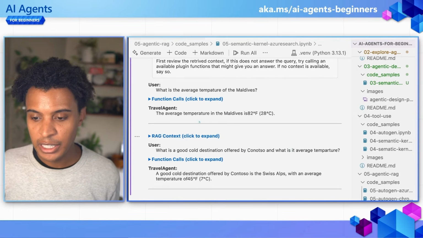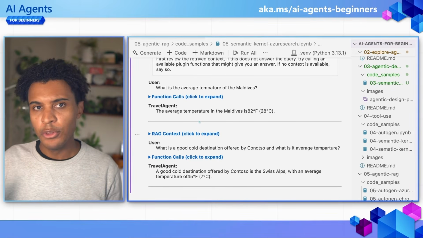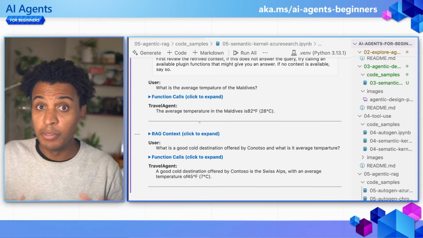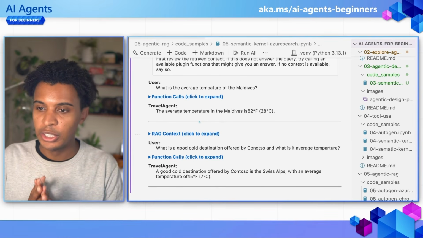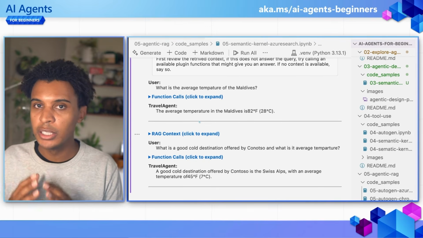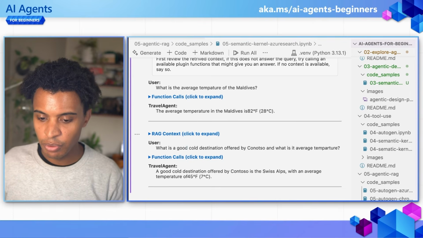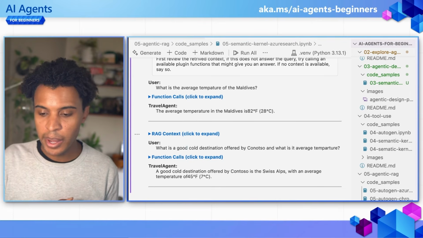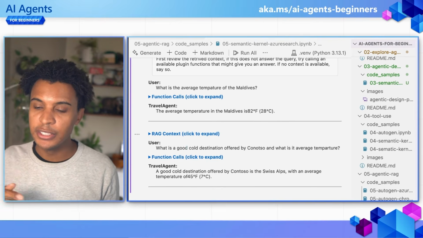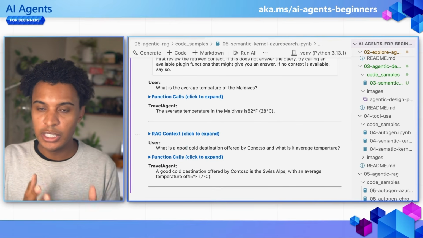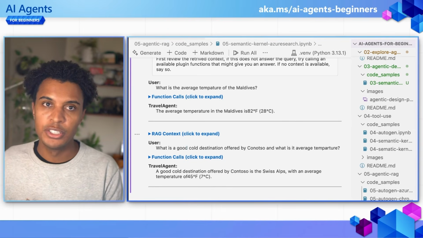And then the last example is when we need to handle both retrieving from a RAG perspective and the function calling. Because like I said, one of the things with agentic RAG is that we can handle more complex types of queries than just the basic RAG. So in this case, they're asking for a good cold destination offered by Contoso, and what is the average temperature? So there's two steps the agent needs to take, right? First, to see what destinations Contoso offers, and then also the average temperature of that.